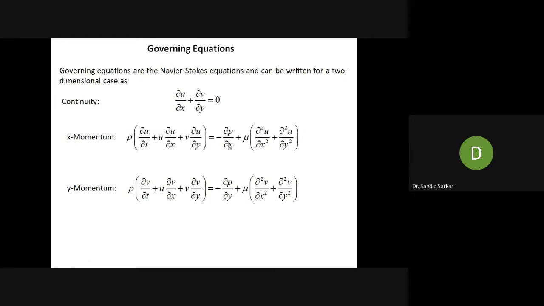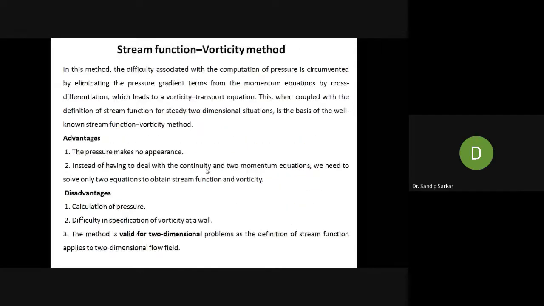So if you solve the vorticity transport equation numerically, you can obtain the solution for the u velocity and v velocity. But the problem with the method is that it is applicable for the two-dimensional case only, because the definition of stream function is only possible for the two-dimensional case. In three dimensions, there is no existence of stream function, right? Is that clear? So this method is not applicable for the three-dimensional case. It is only applicable for the two-dimensional case.